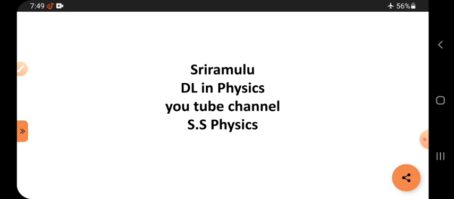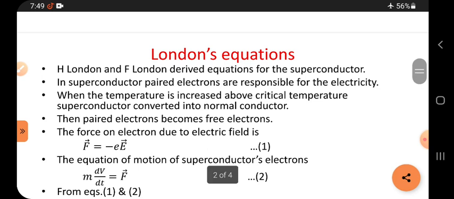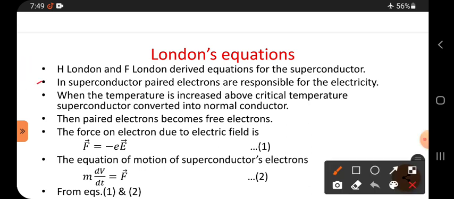So today's topic is London's equations. H London and F London derived equations for superconductors. In a superconductor, paired electrons are responsible for the electricity. When the temperature is increased above the critical temperature, the superconductor is converted into a normal conductor, right?